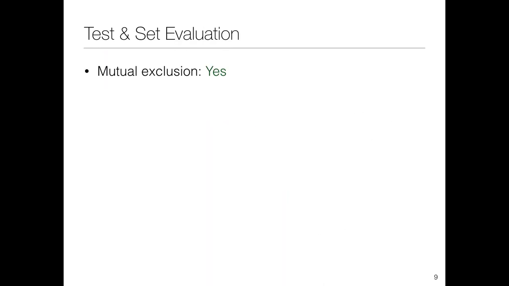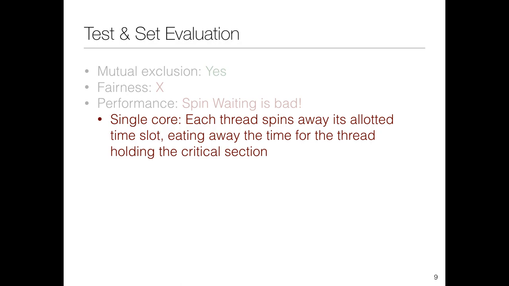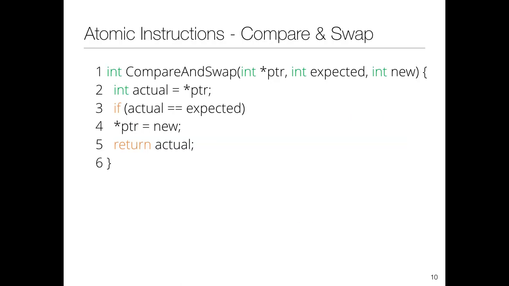And then we saw the three parameters related to evaluation of locking techniques. Mutual exclusion, yes, because it's an atomic instruction, it allows mutual exclusion, but there is no fairness, and the performance is bad because of spin waiting. And then we started the discussion on compare and swap.